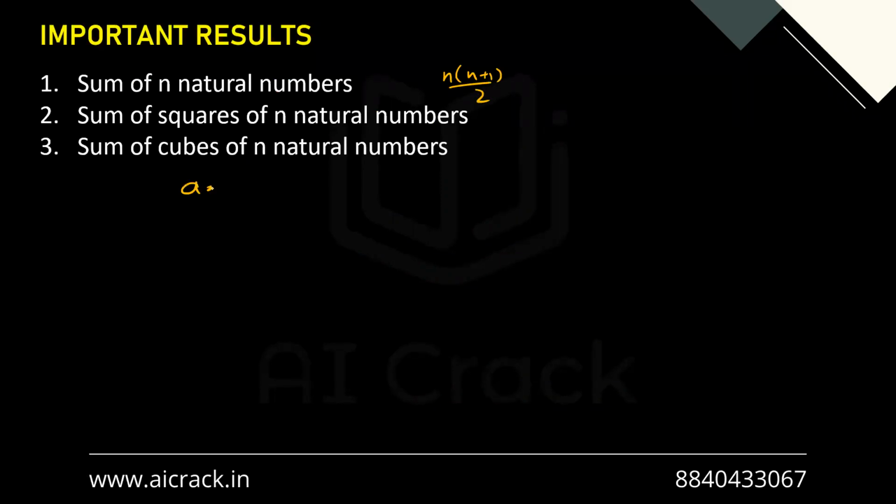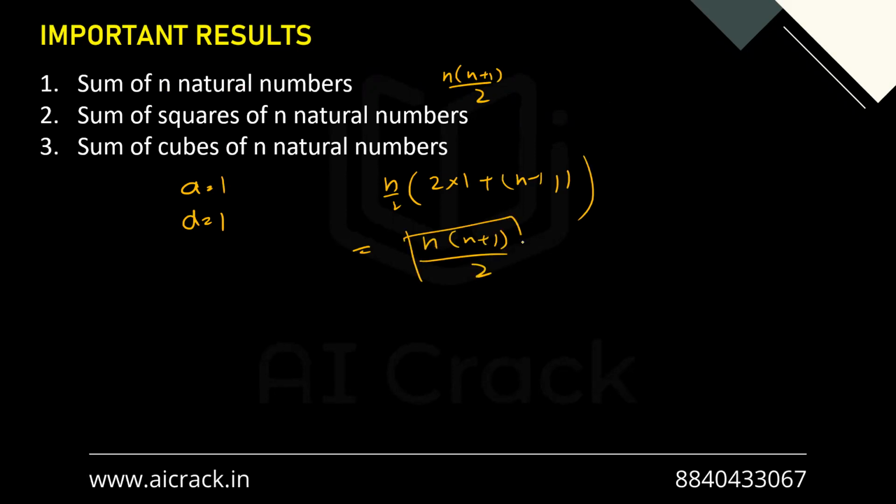Basically, we have a equals 1. If you talk about the progression AP of natural numbers, we have a equals 1, d equals 1. So basically, we'll be getting n by 2 times (1 plus (n minus 1) times 1), right? So that would eventually give me n times (n plus 1) by 2. So you have to remember this one.